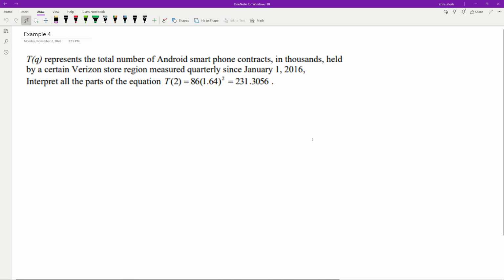T of q represents the total number of Android smartphone contracts in thousands held by a certain Verizon store region, measured quarterly since January 1st, 2016. Interpret all the parts of the equation. T of 2 is equal to 86 times 1.64 squared equals 231.3056.